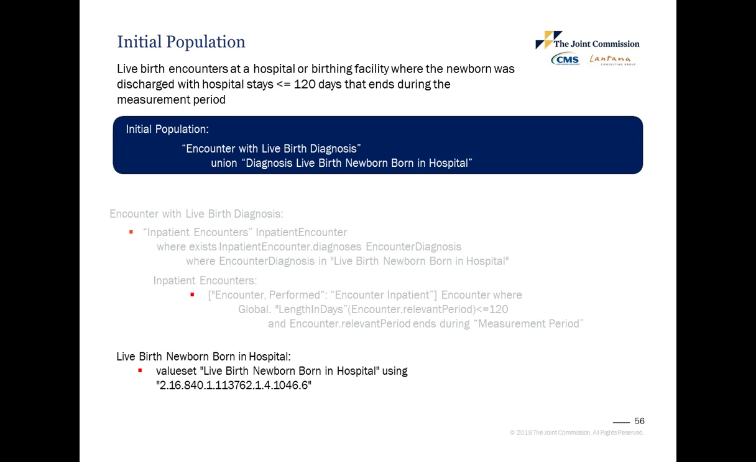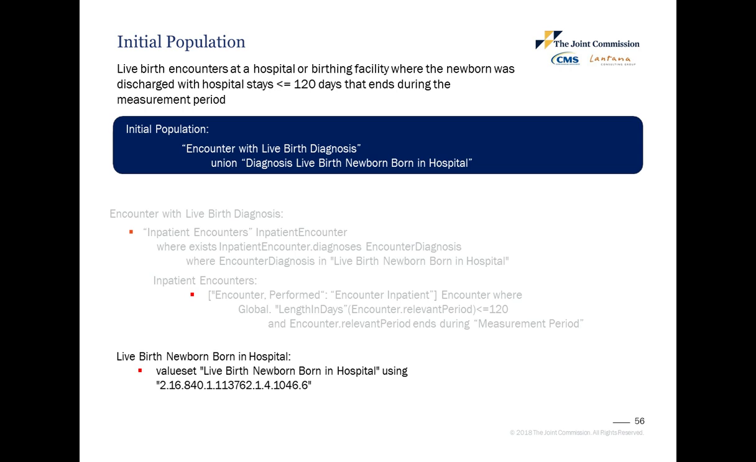So to build this definition, the inpatient encounters logic is pulled in and given the alias inpatient encounter. The with keyword is used to describe cases that should only be considered if a related data item is present. In this case, a diagnosis from the live birth newborn born in hospital value set, which we've given the alias qualifying diagnosis. And the prevalence period, or the onset and abatement times for the qualifying diagnosis, must start during the relevant period of the inpatient encounter.